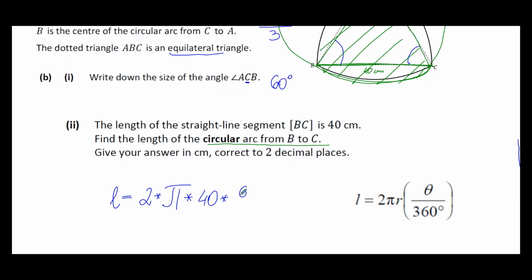Therefore, we are saying 60 divided by 360. And all we do, we put that in the calculator, to 2 decimal places. Remember, your calculator first will give you numbers with pi. Then you have to change that to a decimal. So to 2 decimal places, we should get 41.89. That is the length of our arc.